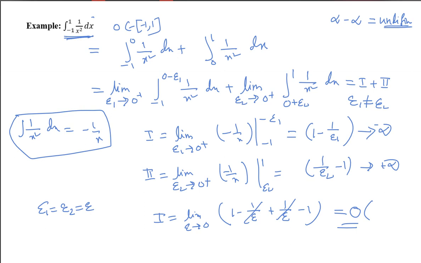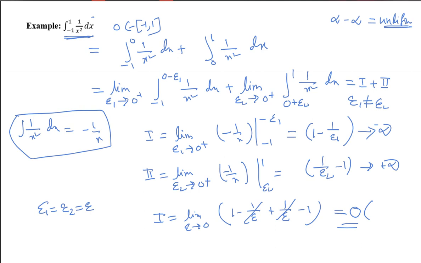So do you understand the thing now? Sir, in the first integral we are getting 1 minus 1 by epsilon 1, it becomes 1 plus 1 by epsilon 1. Exactly, opposite in sign. The first limit is 1 by epsilon 1 minus 1, sir.